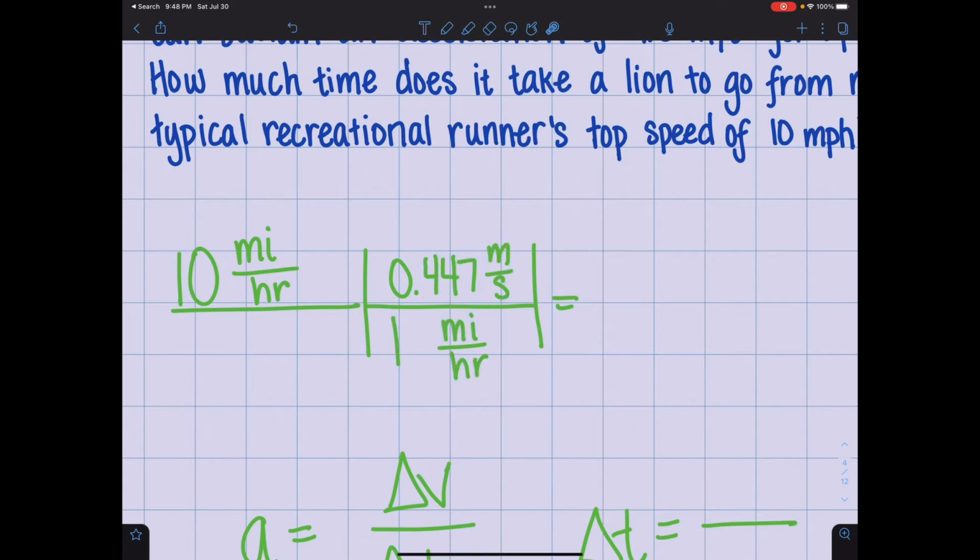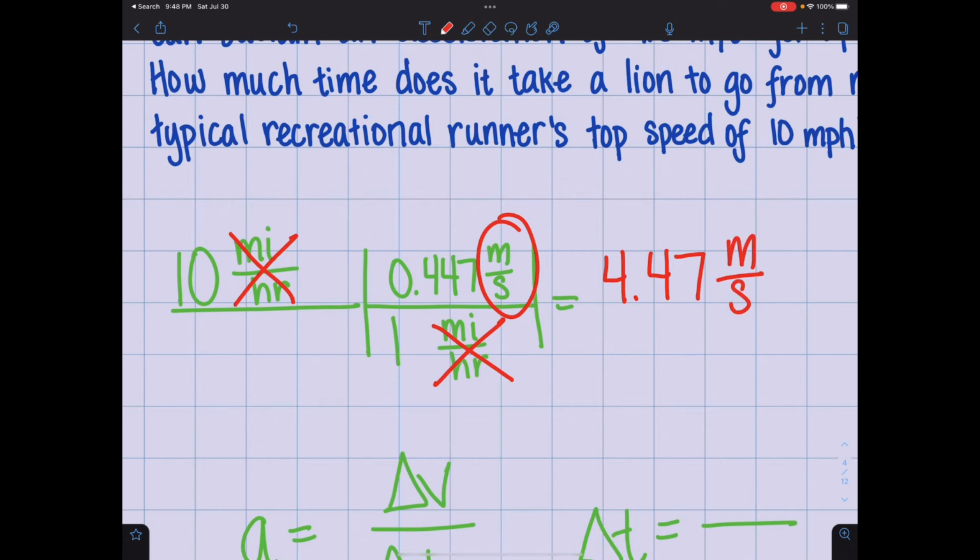So if I do the math on that, 10 times this number is just going to mean that I move the decimal over, so I already know it's going to be 4.47. Now, what are my units here? I have miles per hour on the top here. That cancels out with this miles per hour. So the units that I have left are meters per second. 4.47 meters per second. Then I'm going to also take into account significant figures. There's only 2 significant figures in the number 10. So I'm going to erase that and change it to 4.5. So it's 2 significant figures, 4.5 meters per second.